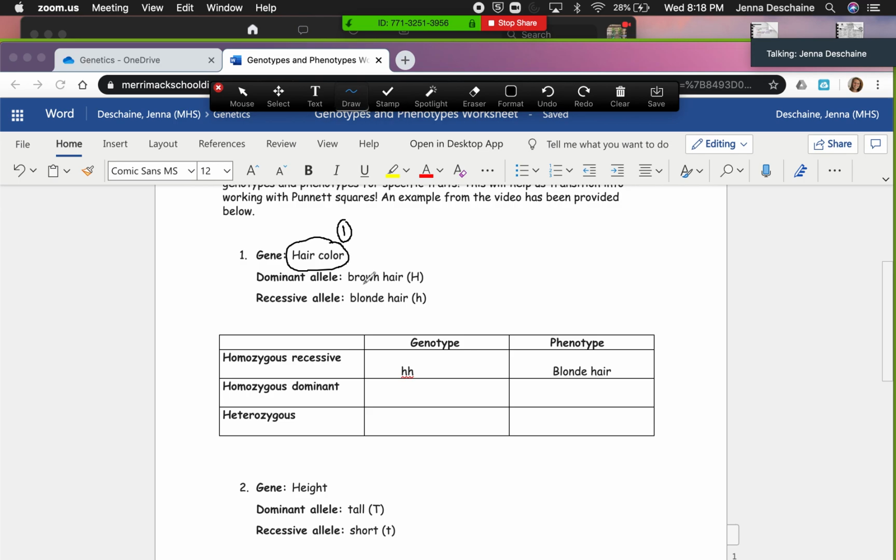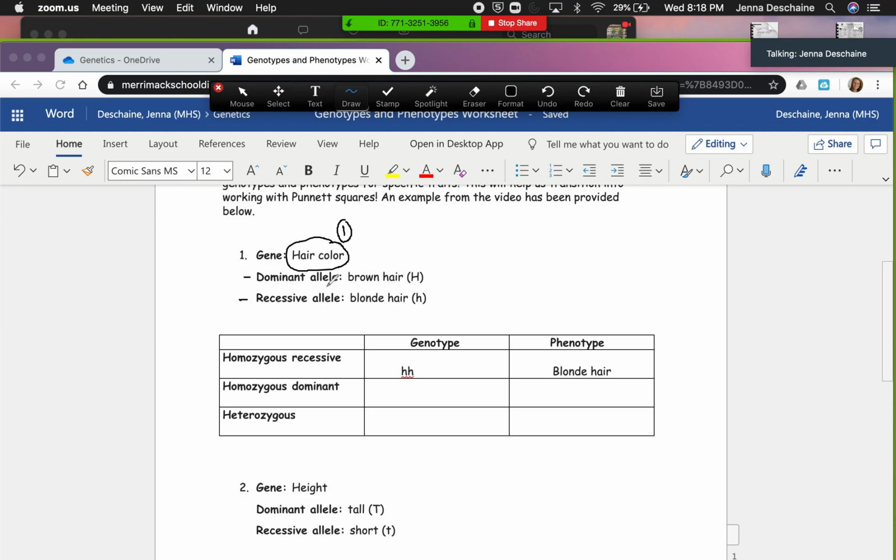Okay? I'm also going to tell you whether the allele is dominant or recessive, okay? Again, I don't know if brown hair is dominant or blonde hair is recessive. This is just a made-up example, okay? So I'm going to tell you what the dominant allele is, okay? Remember, the dominant allele will take over the recessive allele if they're paired together, okay?